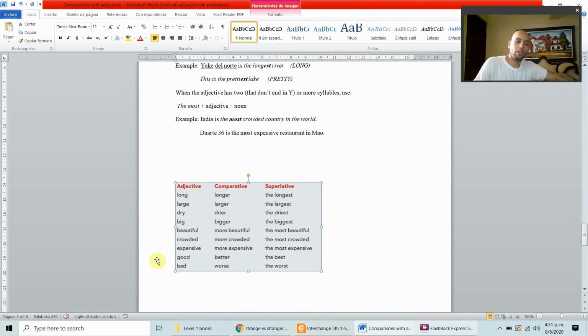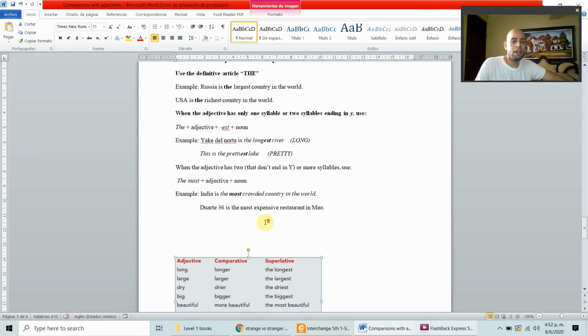So here are some comparisons between the adjectives modified to compare two objects, and the adjectives modified to compare more than two objects. The comparative and superlative. Long, longer, the longest. Large, larger, the largest, and so on.